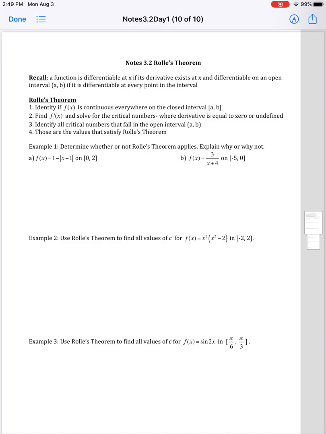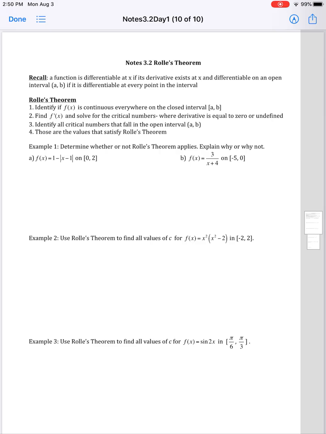So number one, identify if f of x is continuous everywhere on the closed interval. That's the same thing we did for the Extreme Value Theorem. So find out if the original function is continuous everywhere on the specific interval that's given, and it has to be closed. Step two, we're going to find the derivative, and we're going to find the critical numbers. So that's where the derivative is 0 or undefined. Still hasn't changed yet. Same as what we did last time. We're going to identify all the critical numbers.